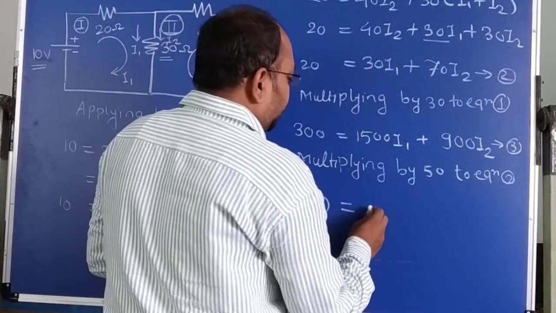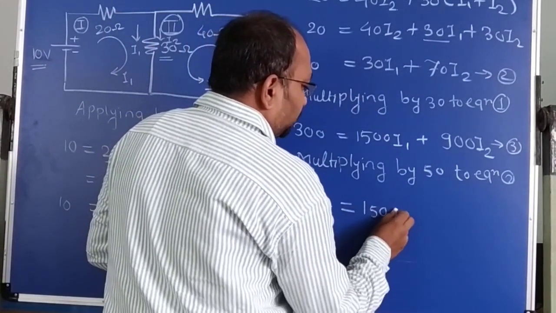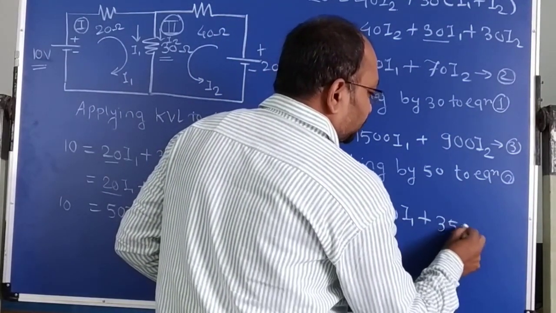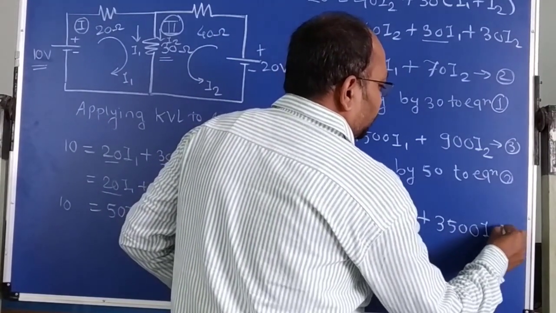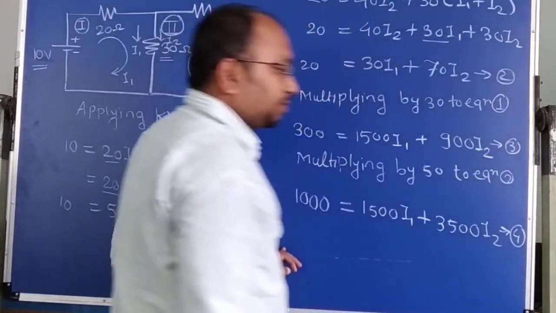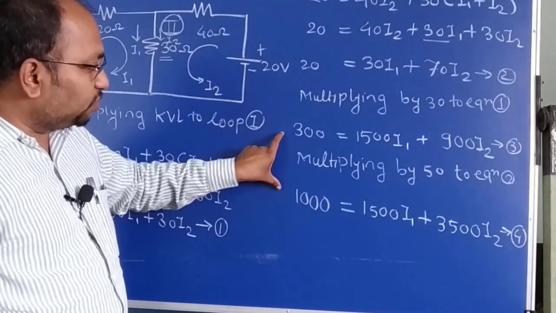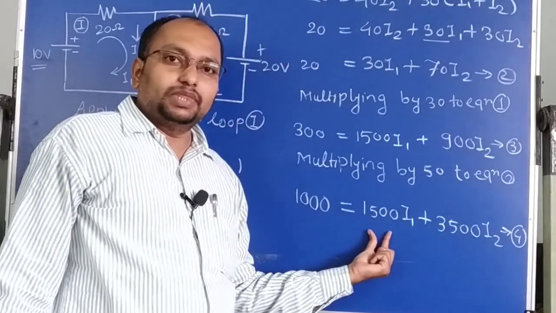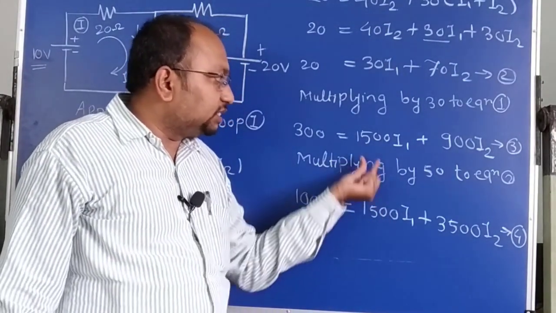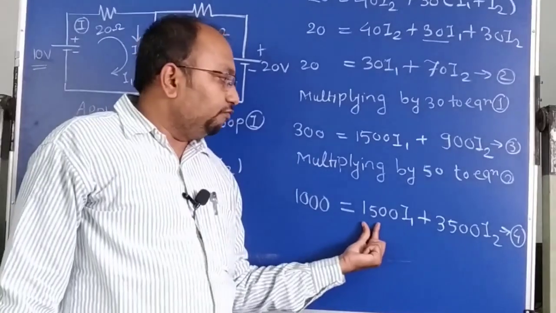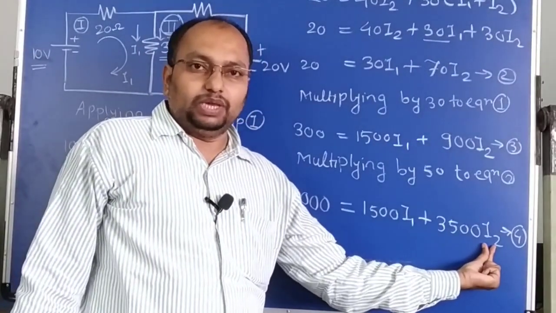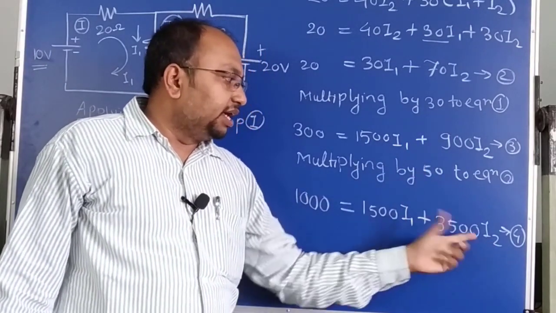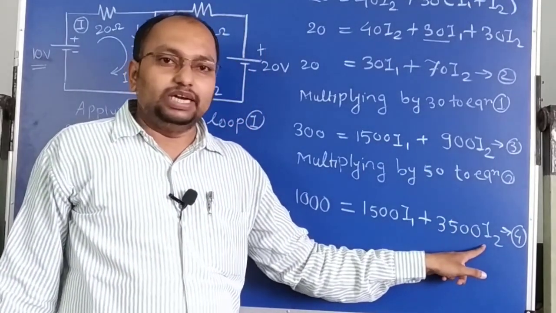Yes, 30 into 50, again coming as 1500. 70 into 50, 3500. So this is equation number 4. Is that fine? So now these two equations have the I1 term values the same. Whenever we subtract these equations, definitely we'll get the value of I2. Only one unknown term will remain after cancelling the I1 term, and then we can easily find out that unknown term. So let us find it out.